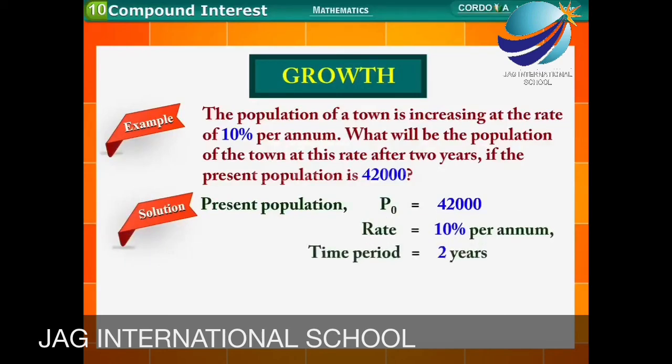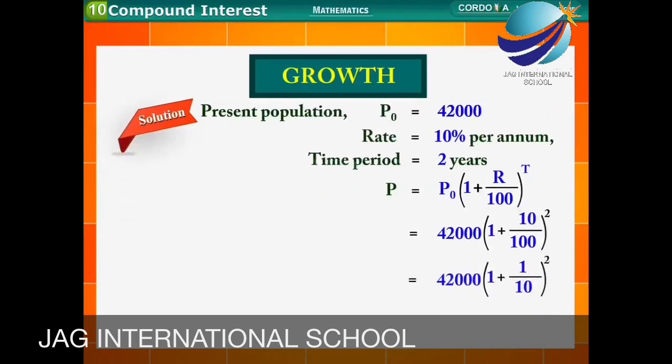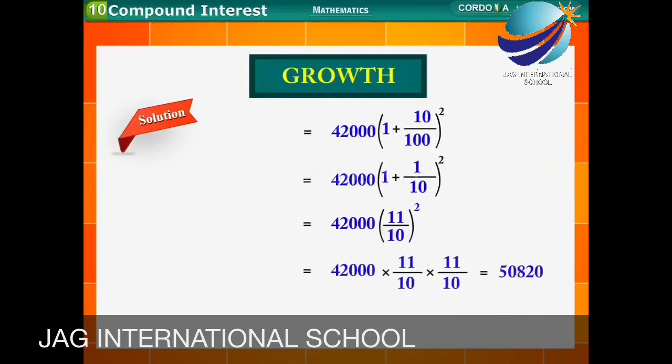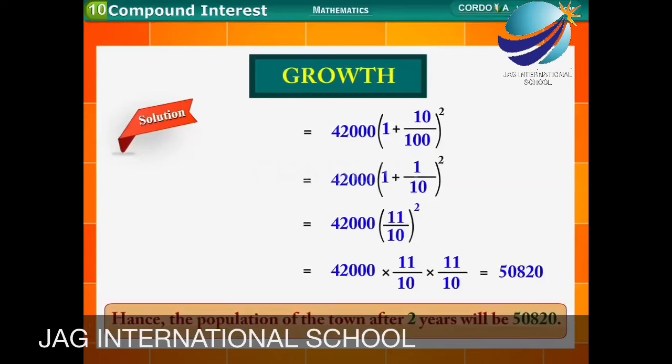Time period 2 years. P is equal to P0 into (1 plus R upon 100) whole raised to the power T, which is equal to 42,000 into (1 plus 10 upon 100) whole square, which is equal to 42,000 into (1 plus 1 upon 10) whole square, which is equal to 42,000 into (11 upon 10) whole square, which is equal to 42,000 into 11 upon 10 into 11 upon 10, which is equal to 50,820. Hence, the population of the town after 2 years will be 50,820.